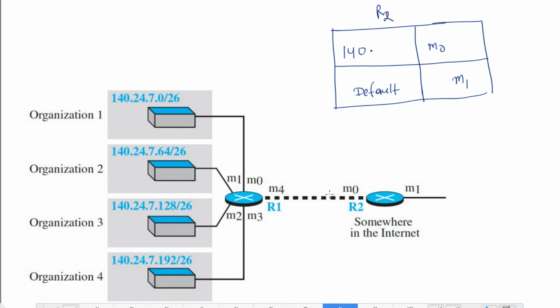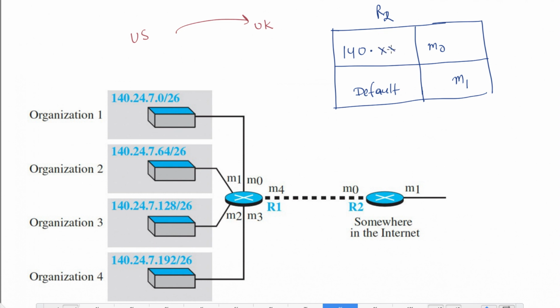Which means that with respect to this router, it does not matter whether there are four organizations. The only thing that matters is that addresses start with 140. It's just like if you are in the US and want to send something to the UK, it does not matter whether it is going to France or London. Since you are in the US, it does not matter for you. You will first send it to the UK, and then the UK will distribute it to France or London. Similarly, with respect to R2, it does not matter which organization it is, as long as it sees that the address starts with 140, it will just send it to M0.